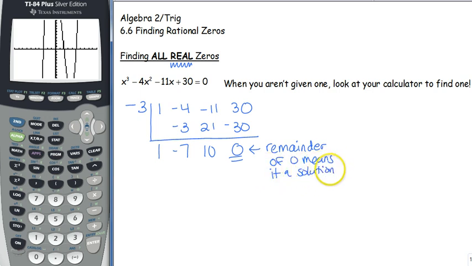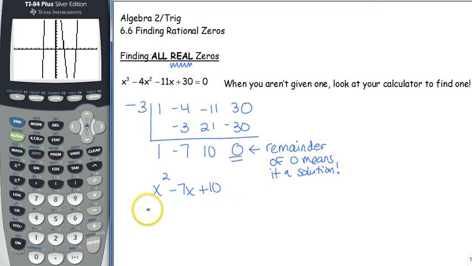Now, if you want to go ahead and use the intersection point to make sure that it's a solution, you can. Otherwise, finding the remainder of 0 is that kind of double checking step. Now, if you did not get a remainder of 0, that means that you guessed wrong and the number that you picked either isn't a solution or you did your synthetic division wrong. So we go ahead and we bring that down. Since we started with an x cubed, that means that we've got 1x squared minus 7x plus 10.